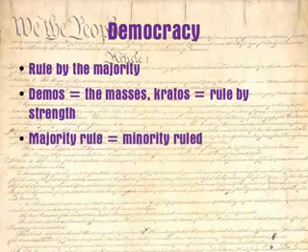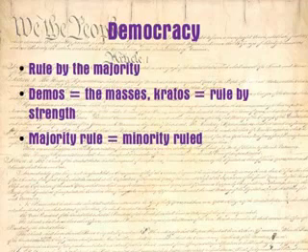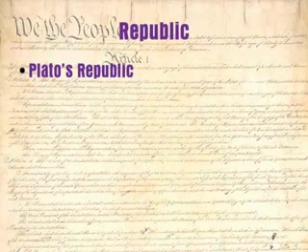Majority rule is minority ruled. In essence, it's the exact opposite of an oligarchy. Whereas an oligarchy allows a select few to subjugate the many, a democracy allows the many to impose their will on the few. So what is a republic, and how is it different from a democracy?